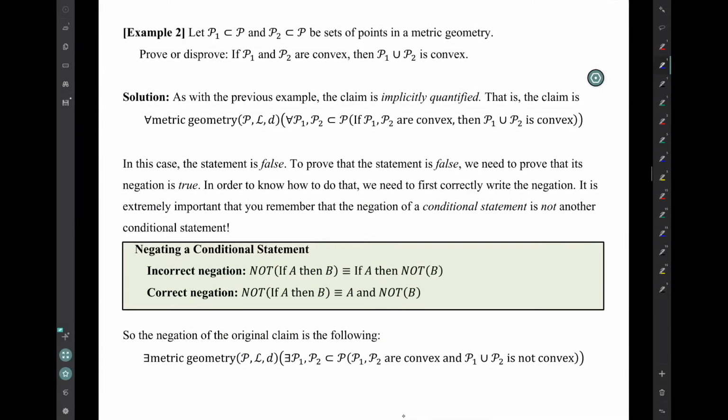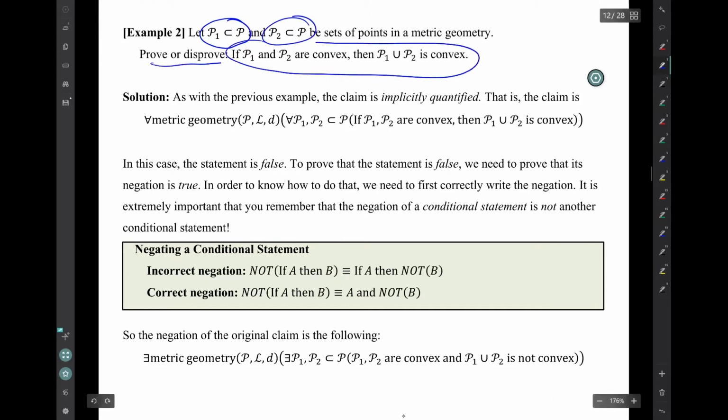So here's an example of that type. Let P1 and P2 be sets of points in a metric geometry. Prove or disprove this: if P1 and P2 are convex, then the union P1 union P2 is convex. Well, as with the previous example, this claim is implicitly quantified. That is, the claim is really saying this: for all metric geometries and for all subsets of points, if both sets of points are convex, then their union is convex. Well, in fact, this statement is false.